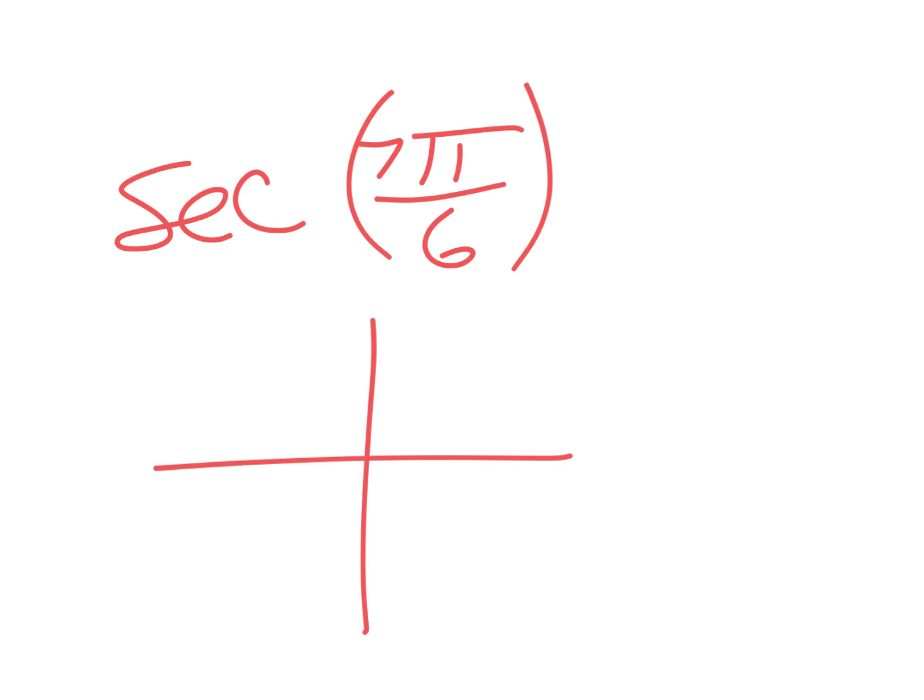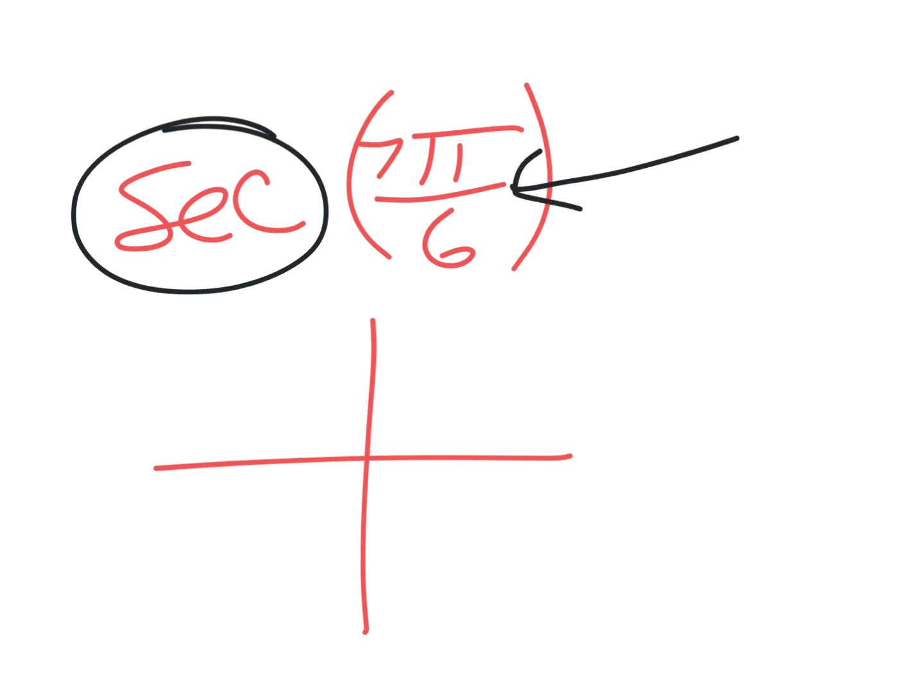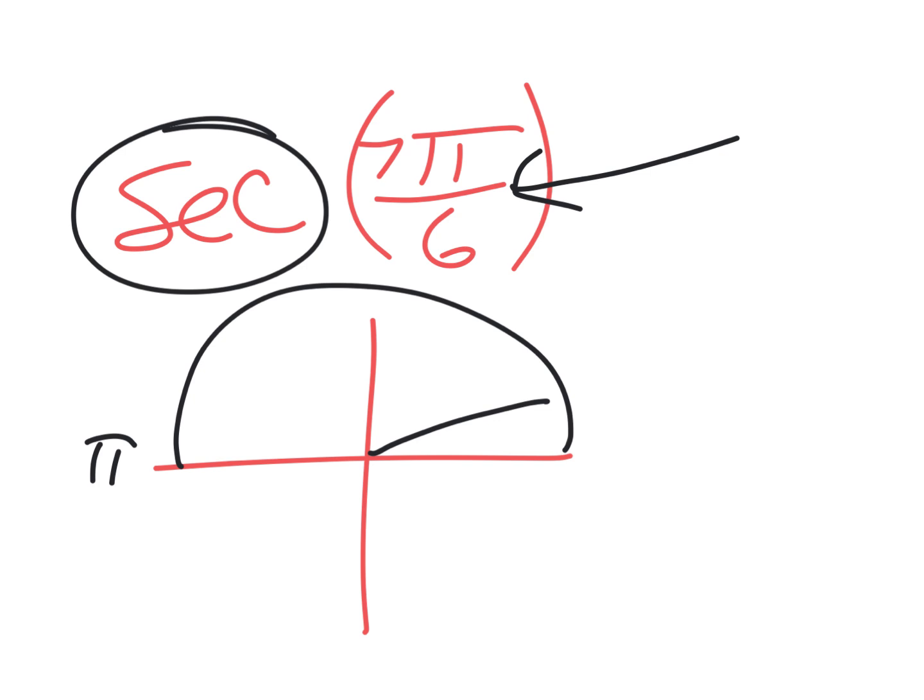Okay, so this is making you review two things: the other 3 trig functions, and where in the heck is 7 pi over 6 radians? Well, here's where 1 pi over 6 is. It's 1/6 of the way to pi. Then if I kept going, that would be 6 pi over 6, and one more would be 7 pi over 6.